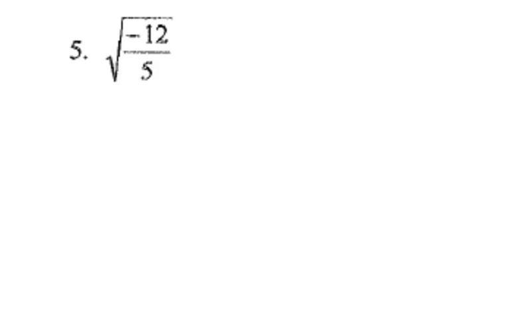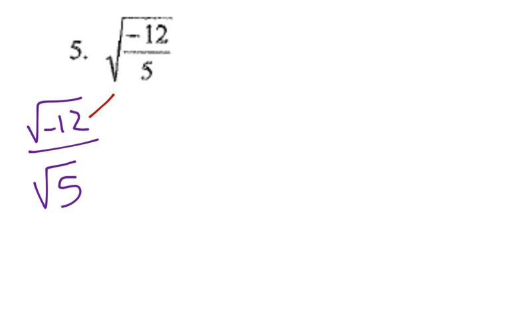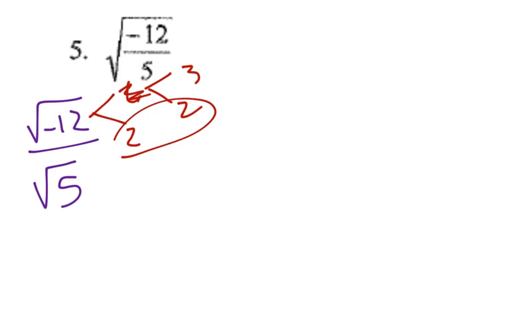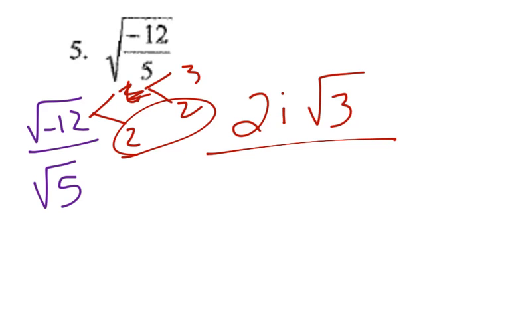Going to break this one down. It becomes the square root of negative 12 over the square root of 5. You want to factor tree that 12. So we have 2 and 6, 2 and 3. So your 2's pair up. So this becomes 2i, because of that negative, square root of 3, over square root of 5. It's not legal to have a square root in the bottom.